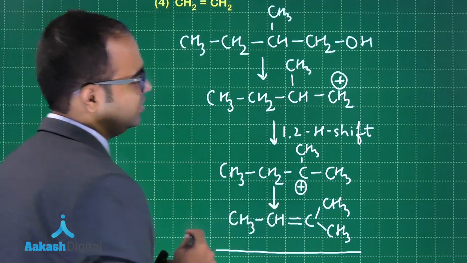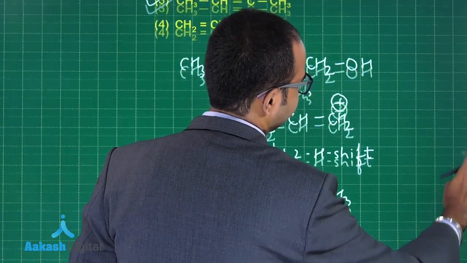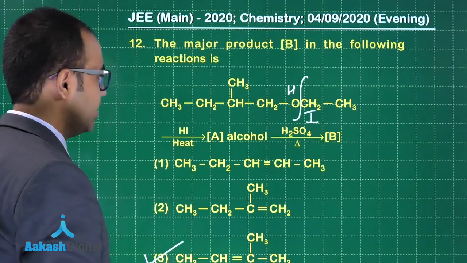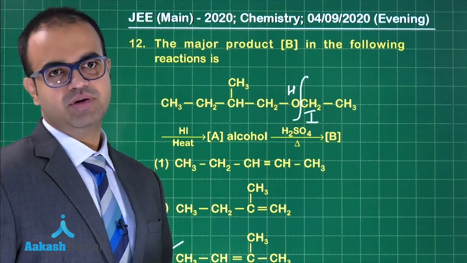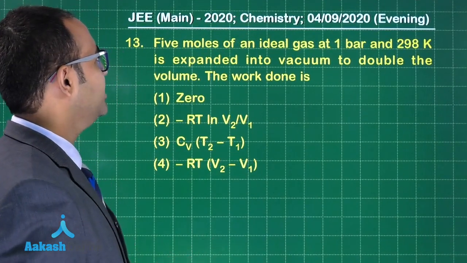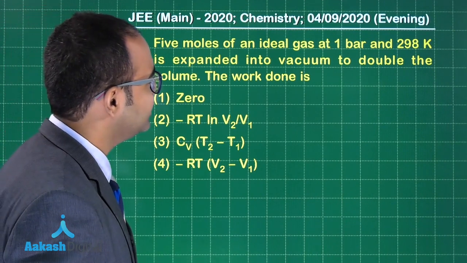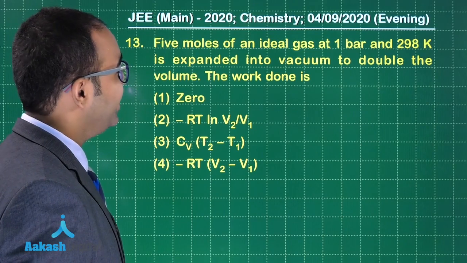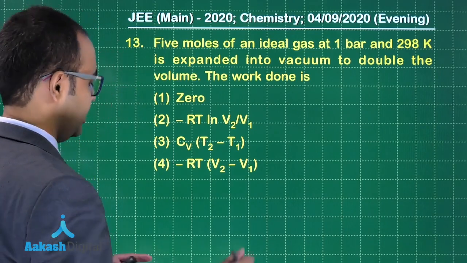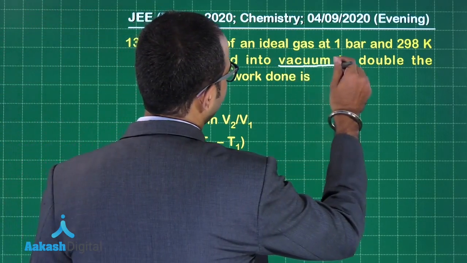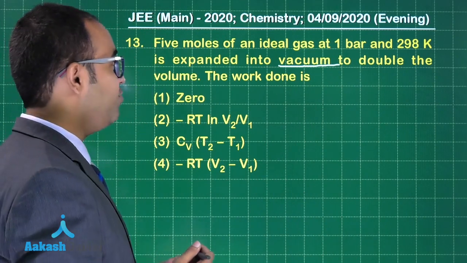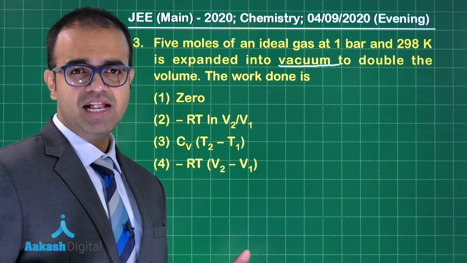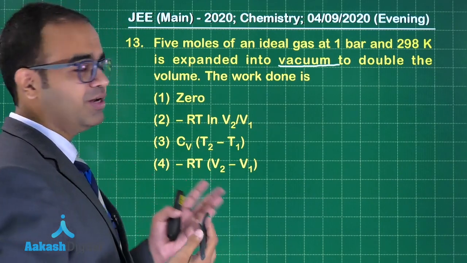Let us proceed ahead, guys. Let us move on to the next question. So it's from thermodynamics. 5 moles of ideal gas at 1 bar and 298 Kelvin is expanded in vacuum. Let us note this down. So it is in vacuum, to double the volume, the work done is. Do I really need to calculate this, guys? It is such a simple question.